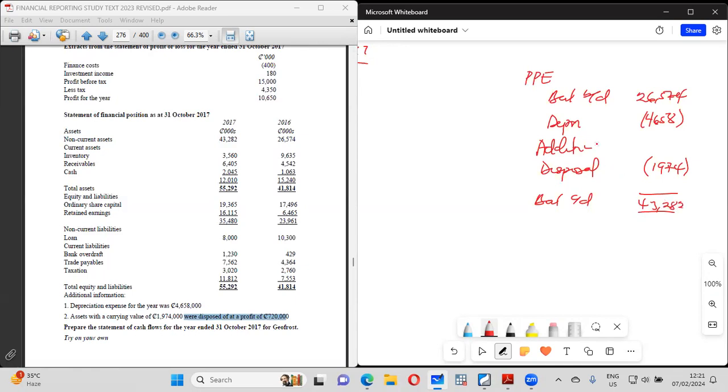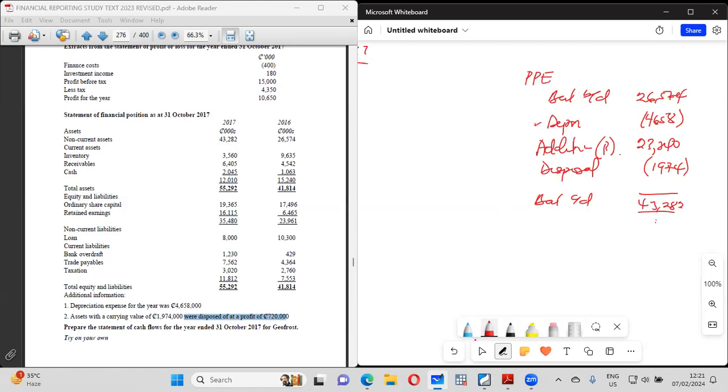All right, which means our balance carried down, which we were given in here to be 43,282, should help us find this. So let's find it. We have 26,574, all right, minus 4,658 minus 1974. Okay. So that gives me 19,942. Now, if I compare it with this, 43,282, that gives me 23, means my addition is 23,340. Don't forget, this is an outflow in investing activity.